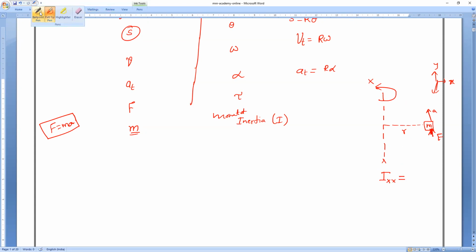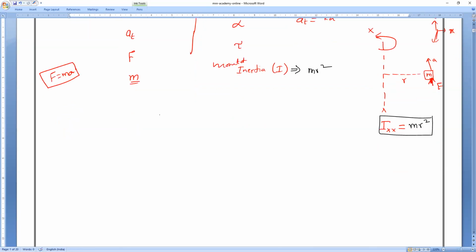So the moment of inertia about the axis of rotation, we already derived the formula. Can anybody tell me? Moment of inertia is equal to mass into the square of the radius R. We have already derived it, you can see it from two days before, I think.